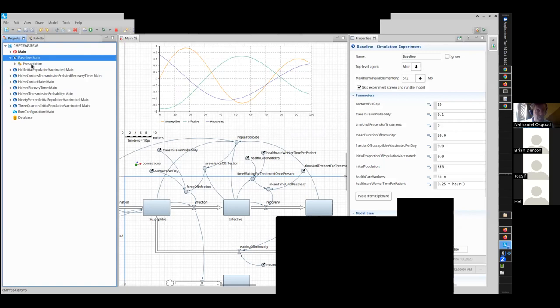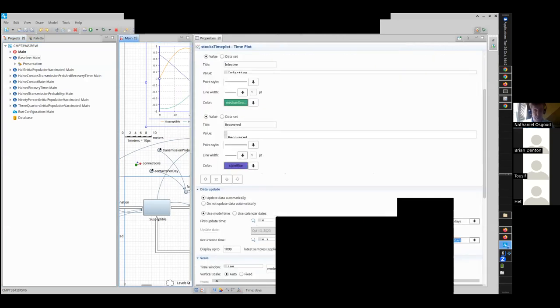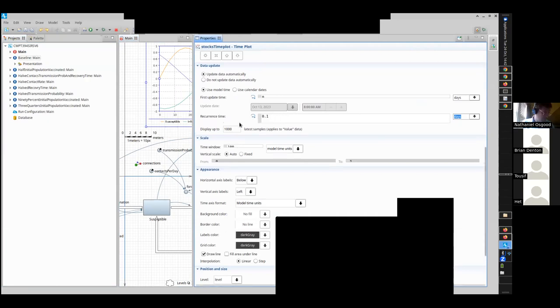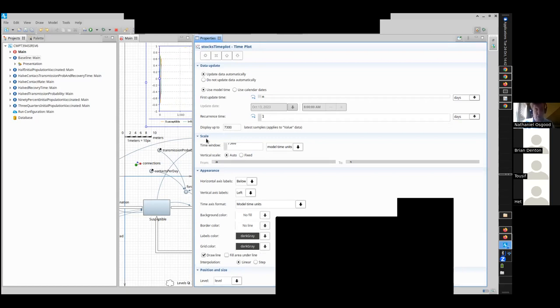We're going to make the time frame for this model longer. And to do this, we'll have to futz with some silly things. But first of all, we're going to display up to 20 years, okay? And we're going to only do it every one day. Every one day, it's going to be updated, and it's going to be 7,300 samples, and it'll be 7,300 days.